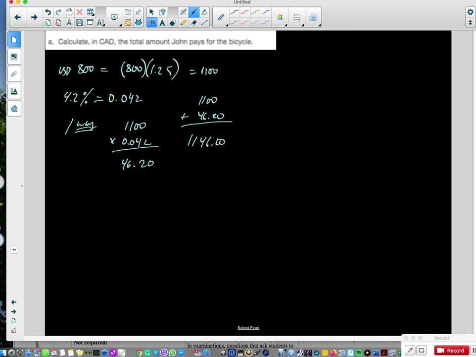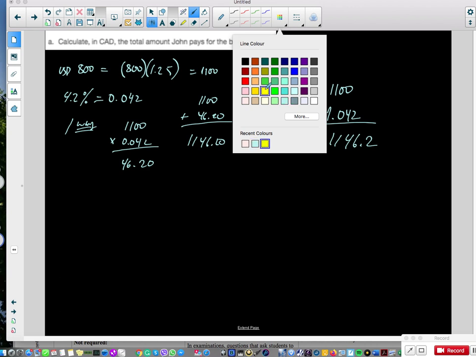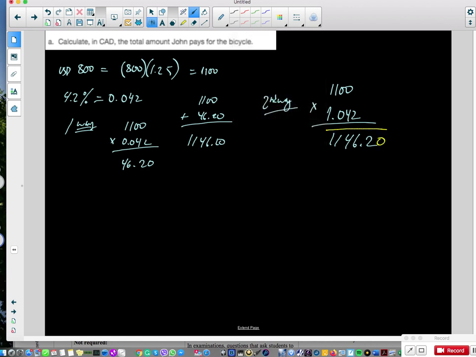1,146.20. A second way, which is faster, is to multiply 1,100 by 1.042. When you do this, it's like an increase by 4.2%. You actually get on the calculator 1146.2, and you add the extra 0, so you have the Canadian dollars. Are we alright with this?